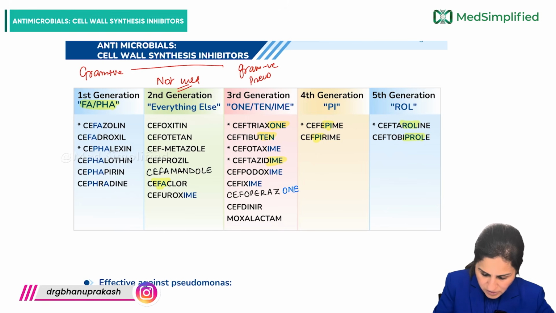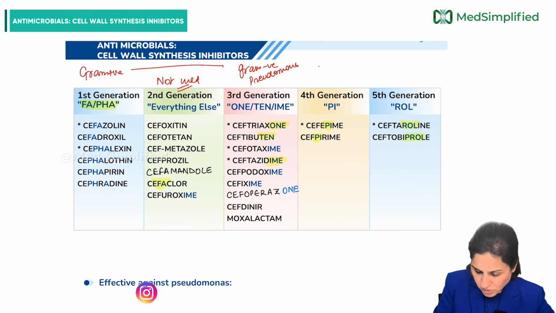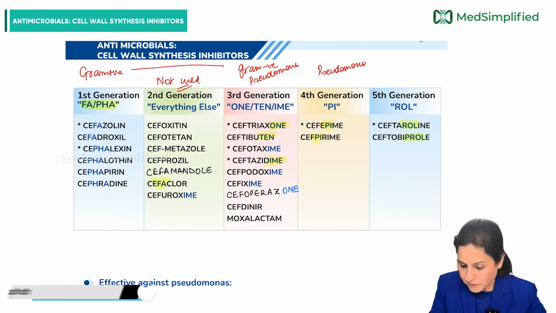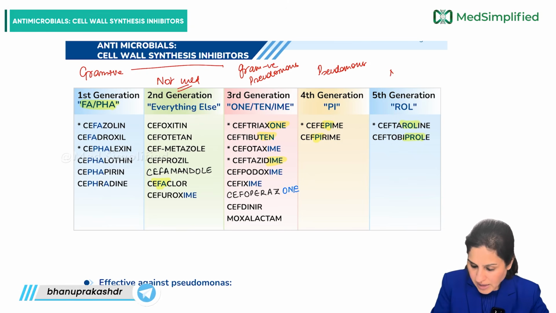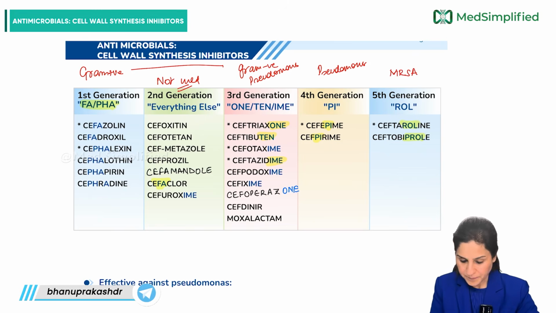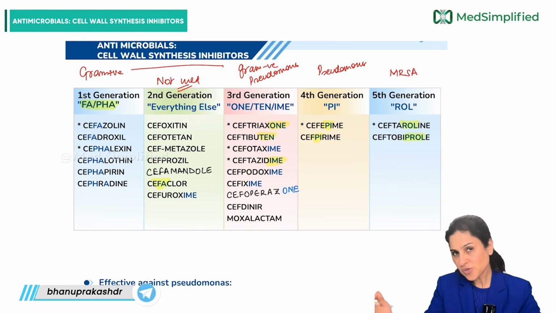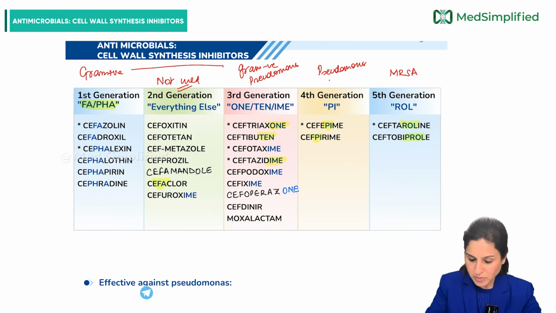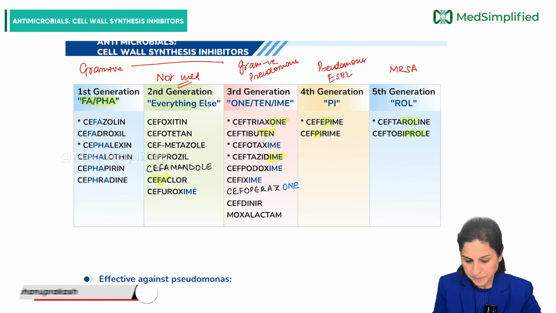Some are even effective against pseudomonas. Fourth generation also, they are quite effective against pseudomonas. Then fifth generation, these are the only beta-lactams which are effective against MRSA, right? So from gram-positive to the varying organisms like pseudomonas, even ESBL, they are effective against them.